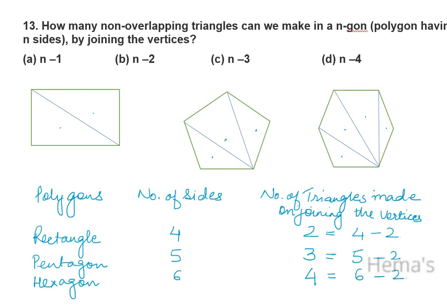Now if we generalize it, if we say n-gon, then number of sides in an n-gon means n number of sides will be there and number of triangles made by joining the vertices will be equal to n minus 2. So the correct option will be B.